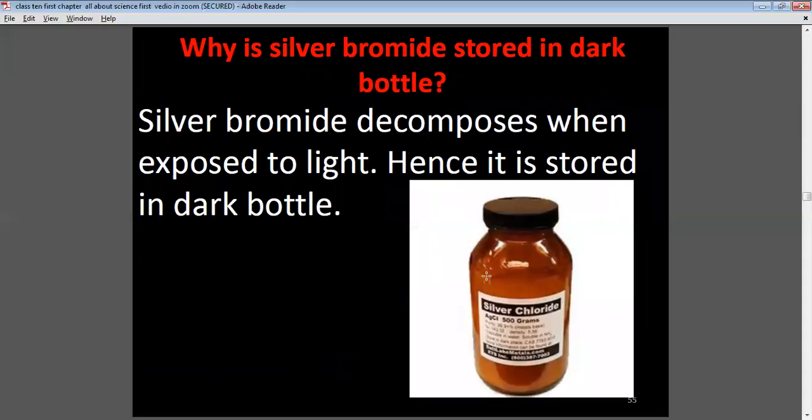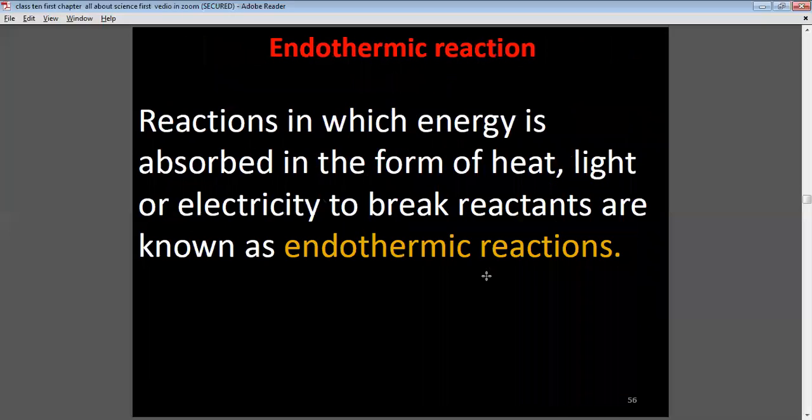Why is silver bromide stored in a dark bottle? Because it decomposes when it is exposed to light. Hence, it is stored in a dark bottle. What is endothermic reaction? The definition of endothermic reaction is a reaction in which energy is absorbed in the form of heat, light, or electricity to break the reactant, known as endothermic reaction.